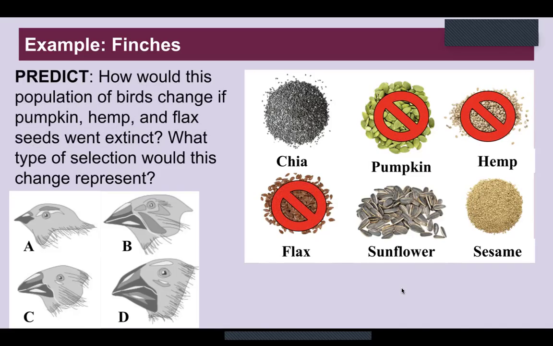Now, for a second, imagine what would happen if the pumpkin seeds, the hemp seeds, and the flax seeds were suddenly to leave the environment. Something happened, those plants are no longer giving those seeds. Which birds, which variations in this species do you think would be most successful at eating the chia seeds, the sunflower seeds, and the sesame seeds?